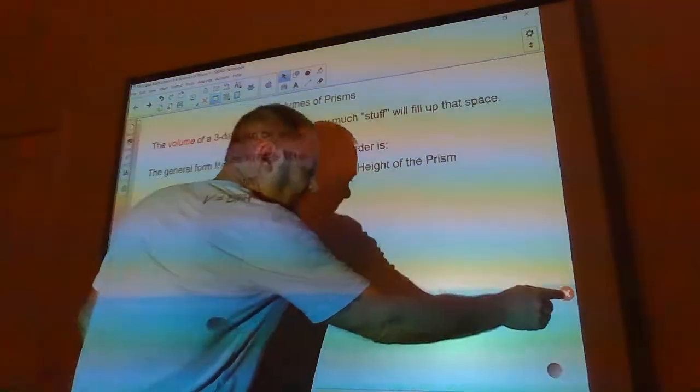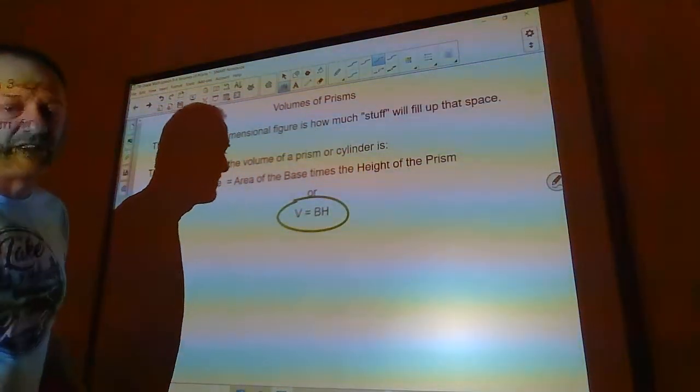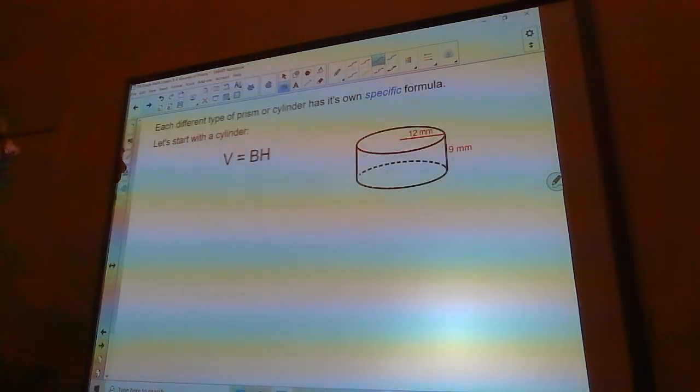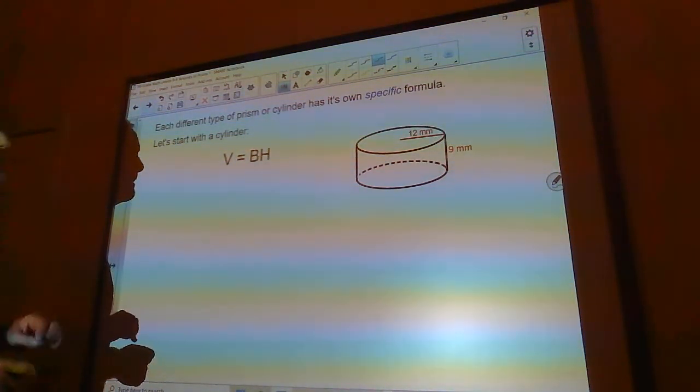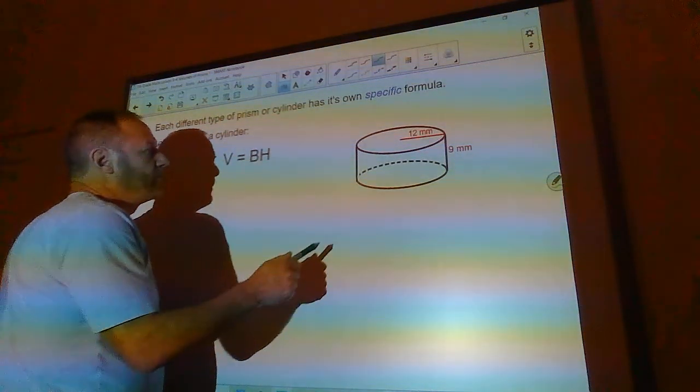Okay, you want to keep this formula right here in mind because we're going to use it to find the volumes of all kinds of different things. All right, for example, a cylinder. Each different type of prism or cylinder has its own specific formula. So we're going to start with this cylinder here.